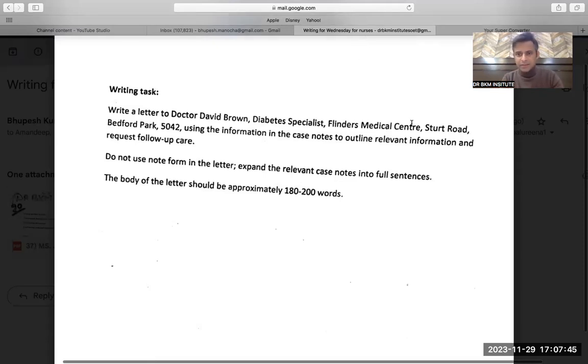Flinders Medical Center, Stewart Road, Bedford Park 5042. All these things are important and must be taken care of. The thing is that you are writing to the diabetes specialist, so you have to consider only diabetes data.